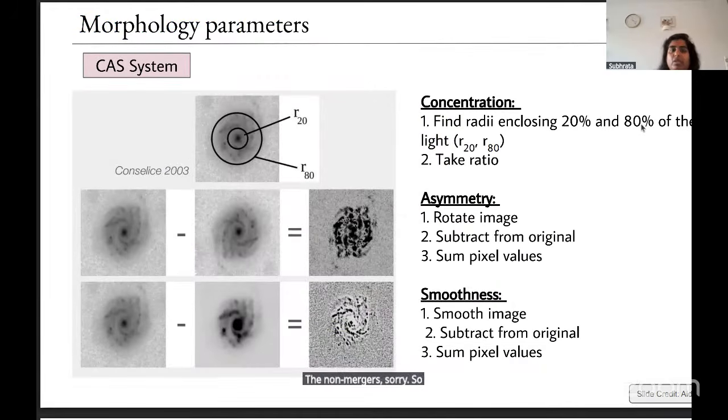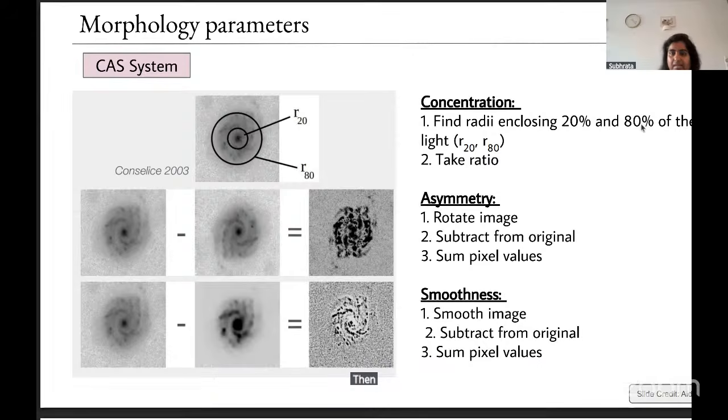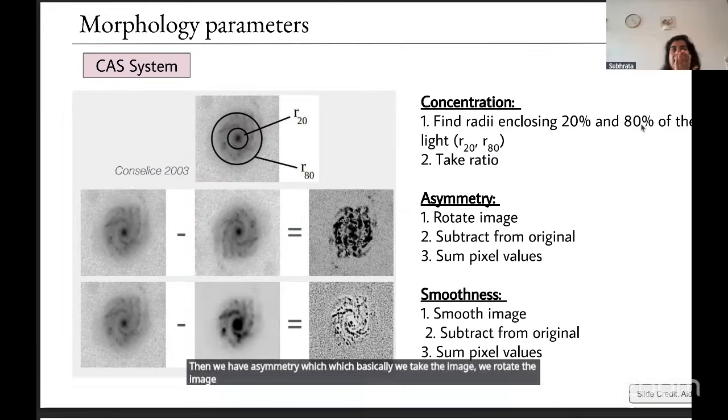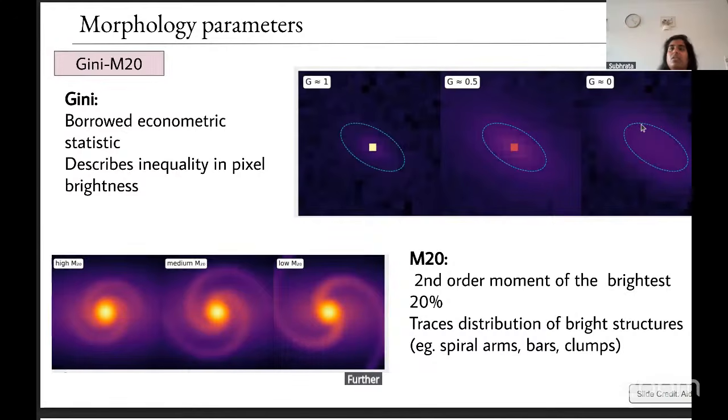With respect to morphological parameters, there are certain systems like CAS, that is concentration, asymmetry, and smoothness. Concentration is the ratio between the radii including 20% and 80% of the light. Then we have asymmetry, where we take the image, rotate it, subtract the pixels, and then sum them. That is the asymmetry. And then we have the smoothness, which is similar to asymmetry: we take the image, smooth it, subtract it from the original, and then sum the pixels.